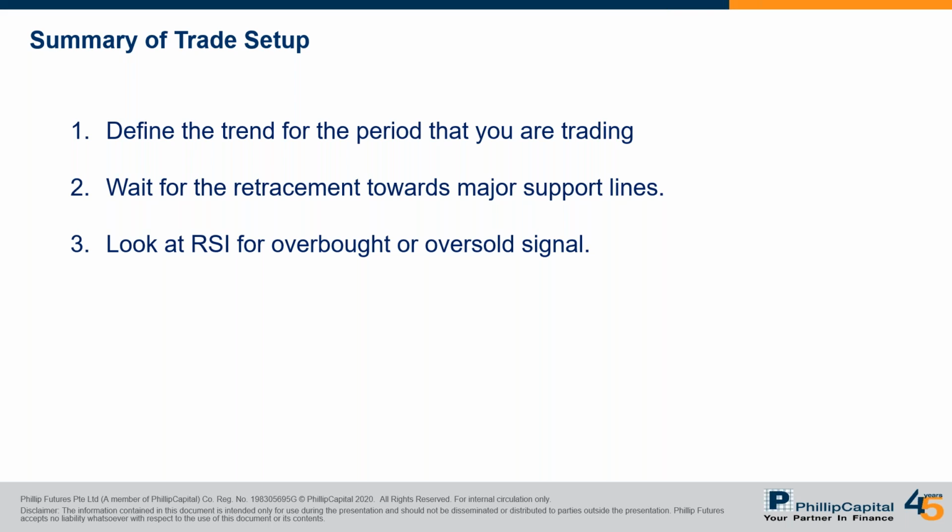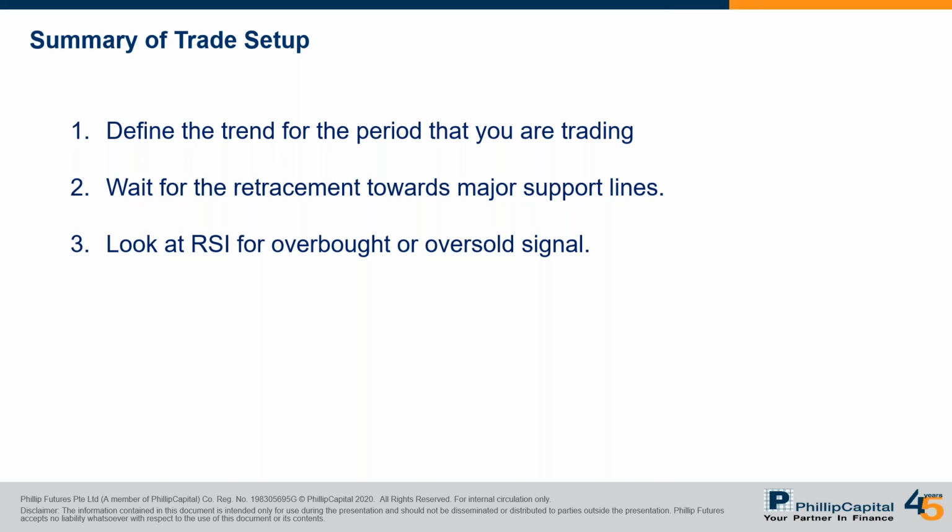So if prices hit the major support levels, 100 and 200, as well as RSI showing the overbought or oversold signal, it's a higher probability trade that we can try to take. Of course, we must be with the trend. So this is a simple summary of the trade strategy that we have.